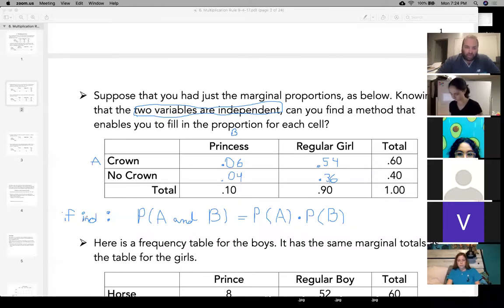This is only if they're independent. If they're not independent, you can't do anything. But if they're independent, it allows you to calculate the values. Can you explain one more time what independent means? Independent means one has no effect on the other.